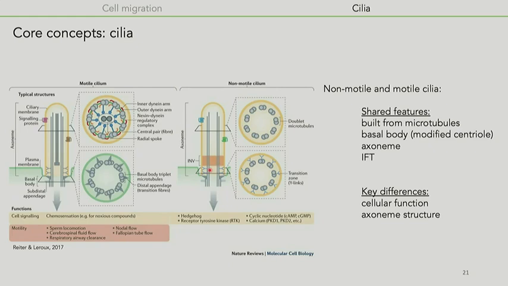And I think that this schematic does a nice job summarizing how the organization of the axoneme in motile cilia is different than non-motile cilia. And just to reiterate this point, non-motile cilia have these nine doublet microtubules around their periphery, whereas motile cilia have the same nine microtubule doublets, but also two microtubule singlets in the center.